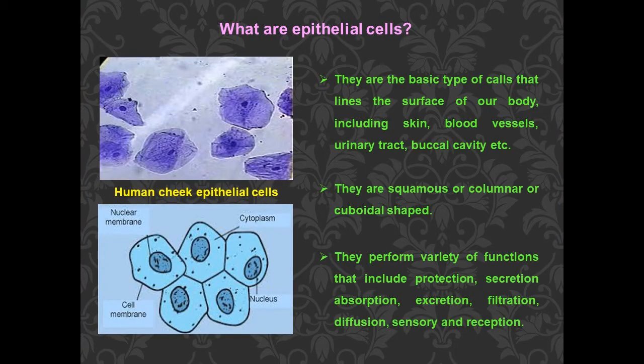Now, let us recall what are epithelial cells. They are the basic type of cells that line the surface of our body, including skin, blood vessels, urinary tract, buccal cavity, etc. They are squamous or columnar or cuboidal in shape. They perform a variety of functions that include protection, secretion, absorption, excretion, filtration, diffusion, sensory and reception.